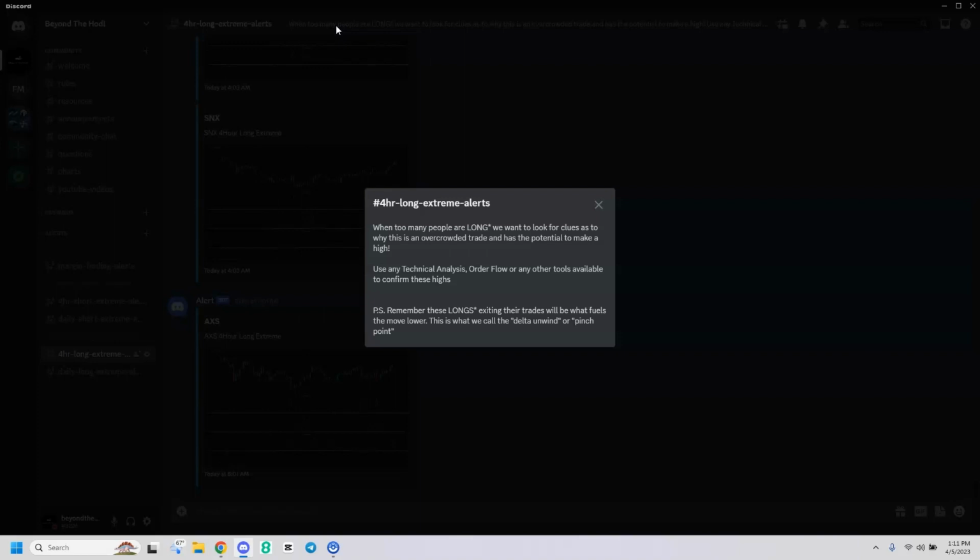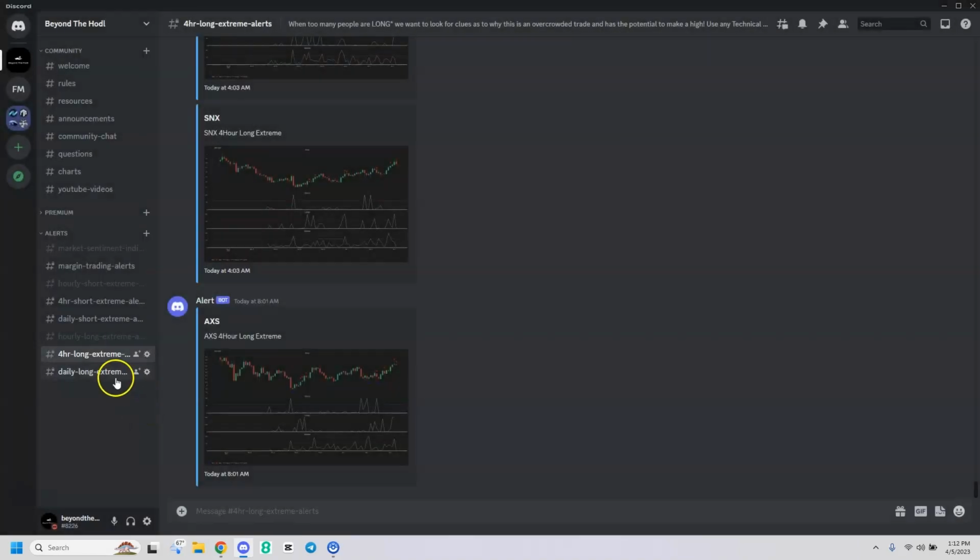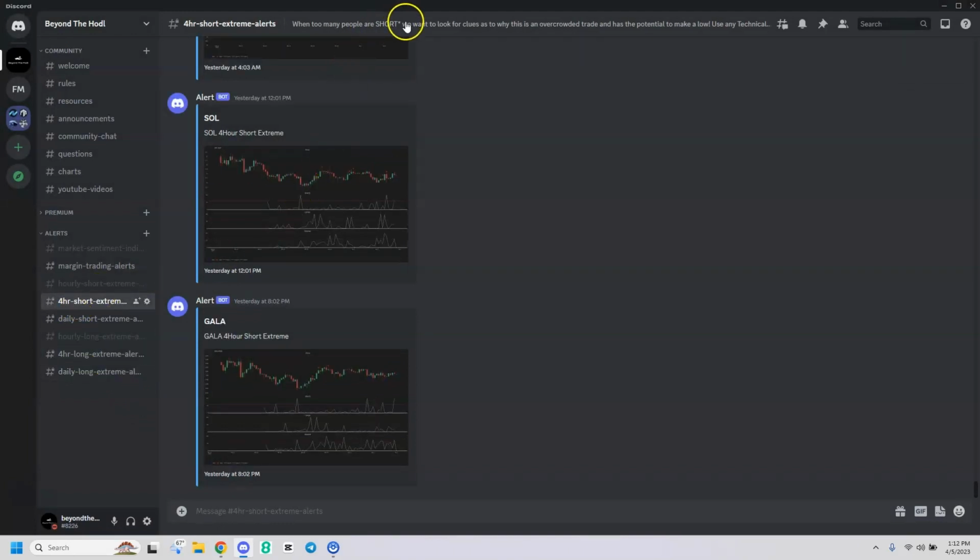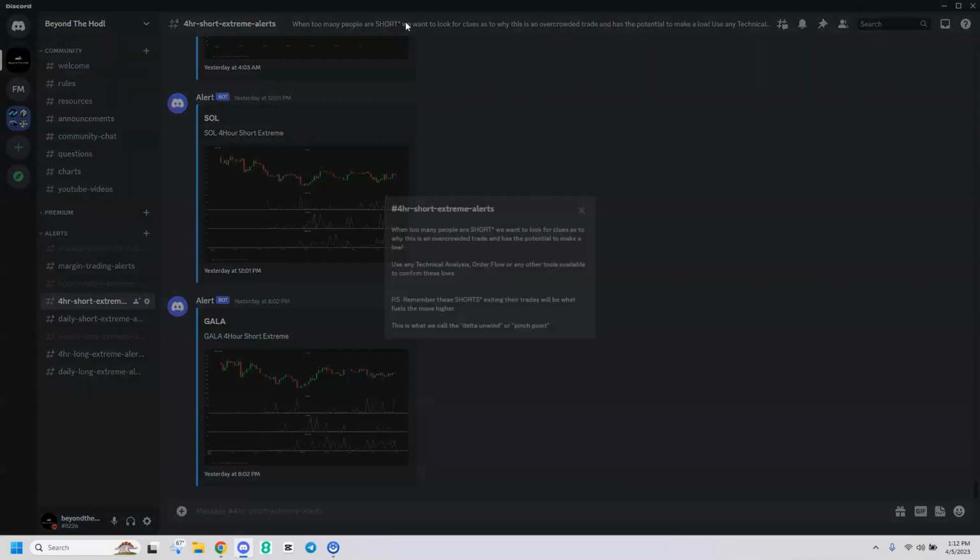So as it says here, you can use any technical analysis, order flow, or any other tools available to confirm these highs. So again, remember, these longs will be exiting the trade, and that is what's going to fuel the move lower. If you are familiar with order flow, this is what's called a delta unwind, or as Misha likes to call it, a pinch point in the market. So that's the 4 hours. Again, same thing for the dailies. And when you go to the shorts, it's the same thing, but the opposite, right?